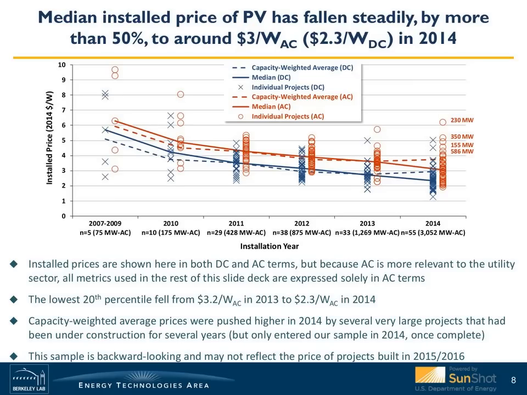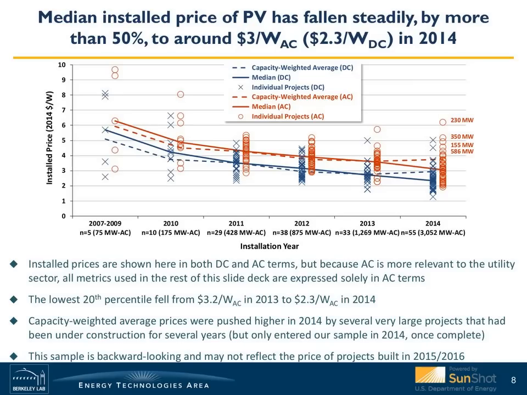What you can see here is that prices have quite a bit of a distribution and are a little dispersed throughout all the years, but in general, prices have come down fairly steadily. Since the beginning years 2007 till 2009, prices have nearly halved to now $3 per watt AC or $2.3 per watt DC. A little word on this AC versus DC convention here.